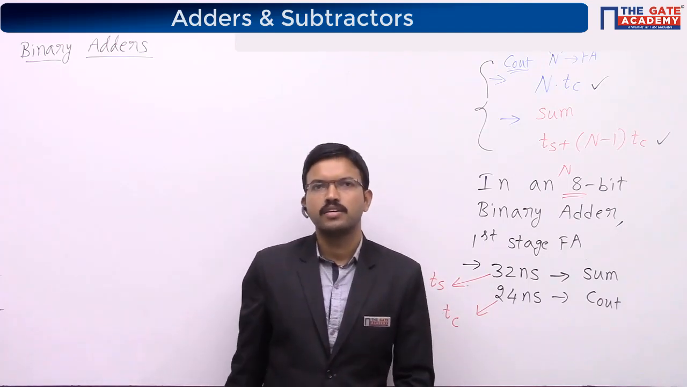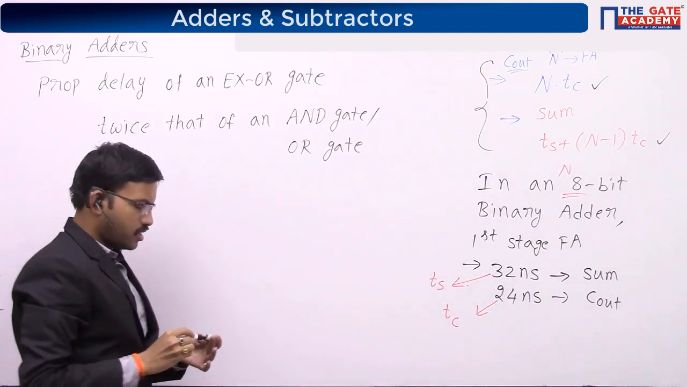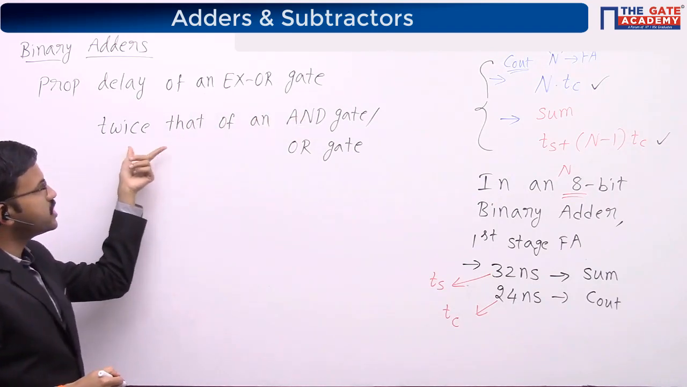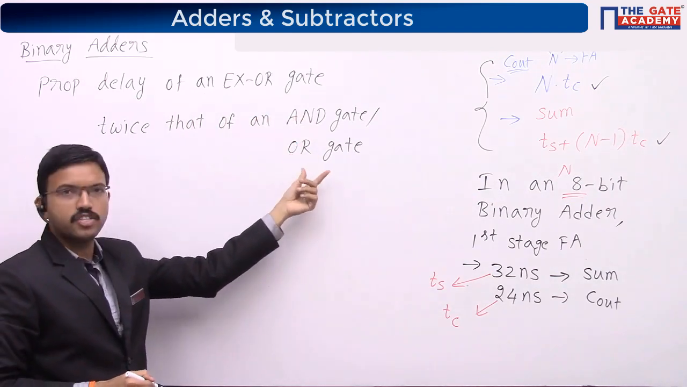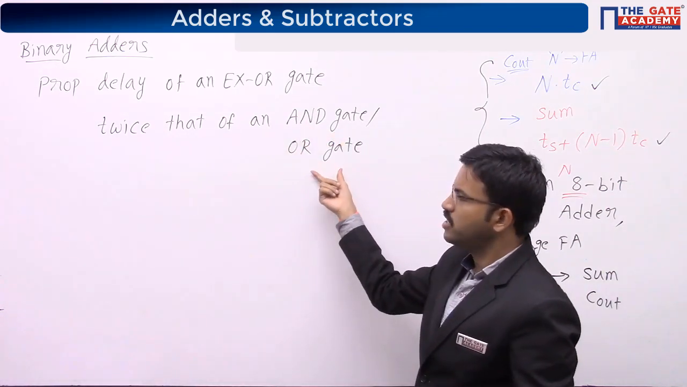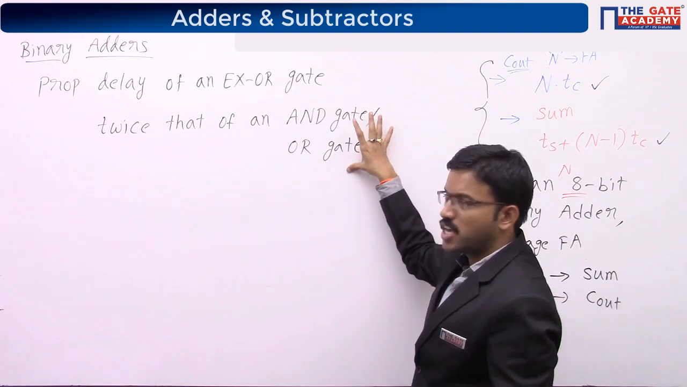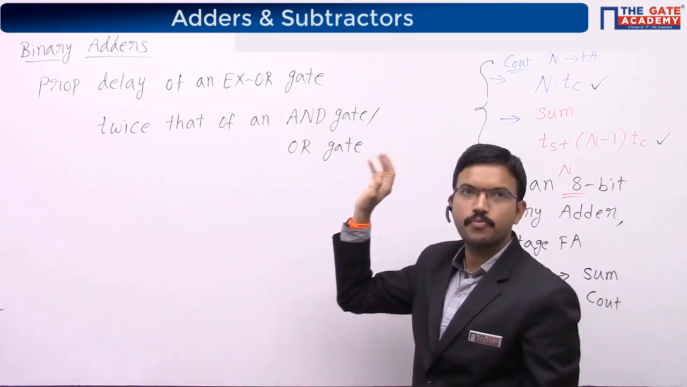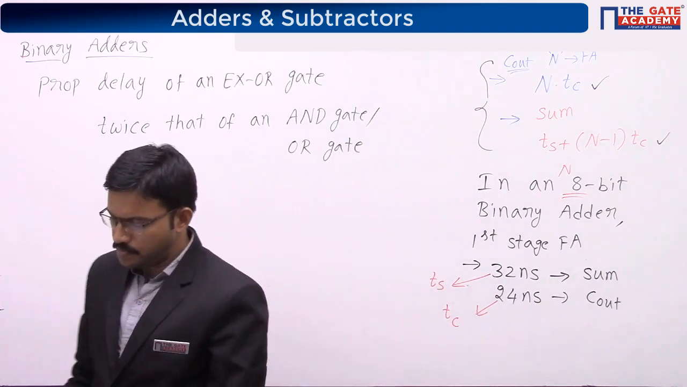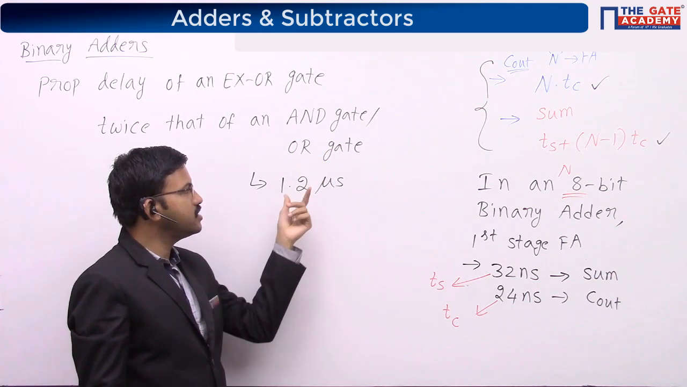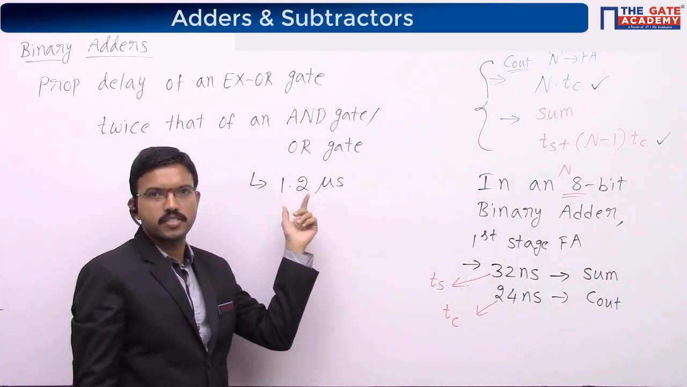Okay, fine. Write down the question. The propagation delay of an exclusive OR gate is twice that of an AND gate or OR gate. That means for the AND gate and OR gate, you have one propagation delay, it is the same. The propagation delay of the XOR gate is twice that of this one. The propagation delay of an AND gate or OR gate is equal to 1.2 microseconds.